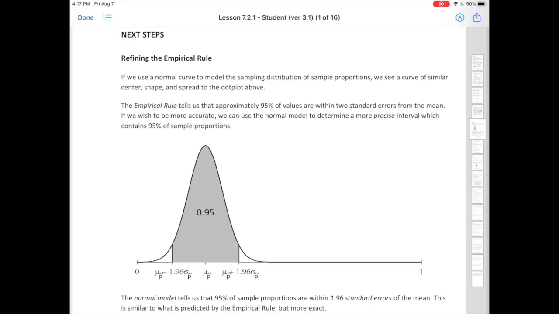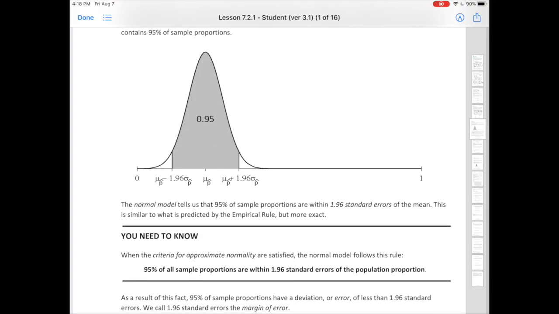Now, I know that in the past we've said that 2 standard deviations in either direction gives us 95% of everything, but that was actually a little bit of a cheating estimate. The real answer is closer to about 1.96, which you could see why we would round that to 2 because it's very close to 2, but we want to be a little more precise now. So what does this tell us? This tells us that if we go to the right by 1.96 standard errors, and we go to the left 1.96 standard errors, this captures 95% of sample proportions.